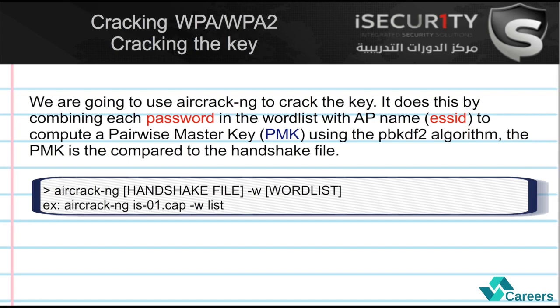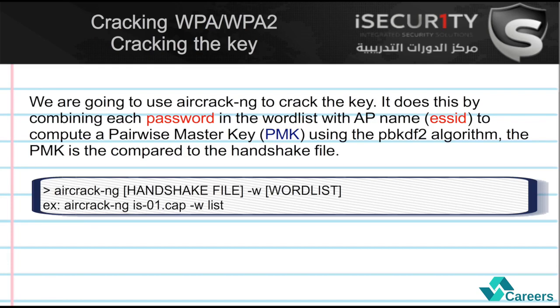The PMK is created using a certain algorithm called PBKDF2. So it's not like just combining the password and the ESSID. It's encrypting them in a certain way. And then it's going to compare the PMK to the handshake. If the PMK was valid, then the password that was used is the password for the target access point. If it wasn't valid, then aircrack-ng is just going to try the next password.